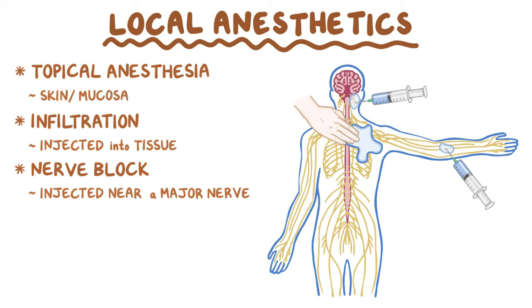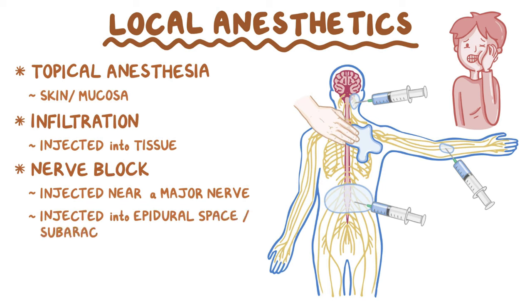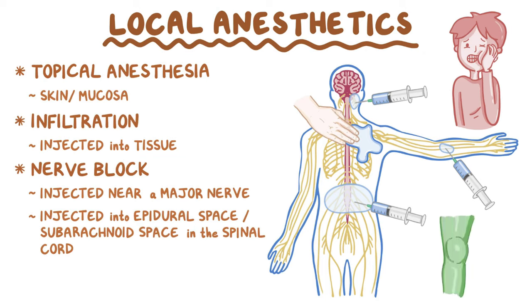These are frequently used for minor procedures like getting your tooth pulled or getting a polyp removed from inside your nose. Local anesthetics can also be injected into the epidural space or the subarachnoid space in the spinal cord to numb larger areas. This is often useful for orthopedic procedures like joint replacement, C-sections, or pain management during child delivery.